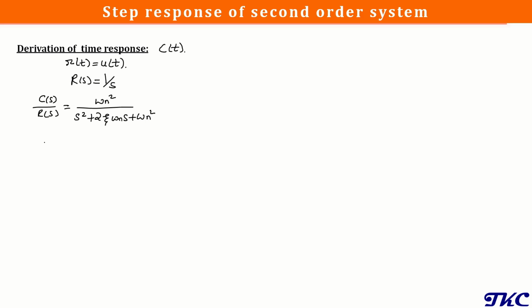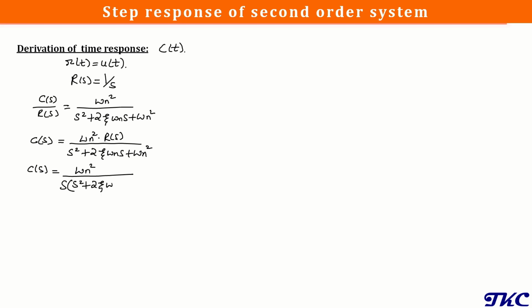Now this expression we can rewrite in the form of output as C of s is equal to omega n square into R of s divided by s square plus 2 zeta omega n s plus omega n square. Now let's substitute the value of R of s, that is 1 by s, since we are considering the step response. So C of s will be equal to omega n square divided by s into bracket s square plus 2 zeta omega n s plus omega n square.